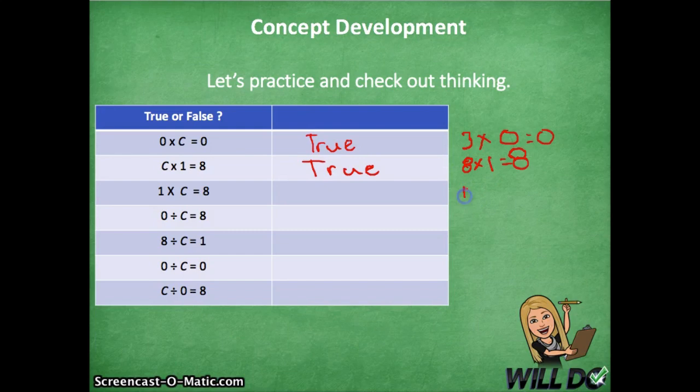How about 1 times c equals 8? Well, let's check. 1 times 8 equals 8. Could this be true? One group with 8 in it equals 8? This is true.